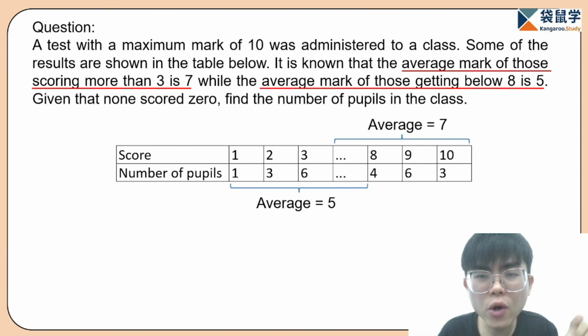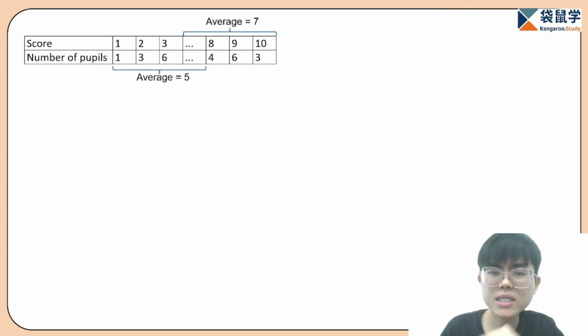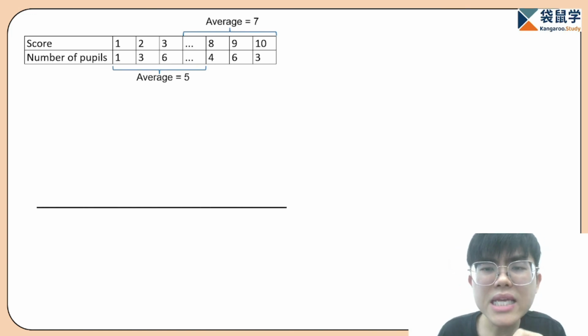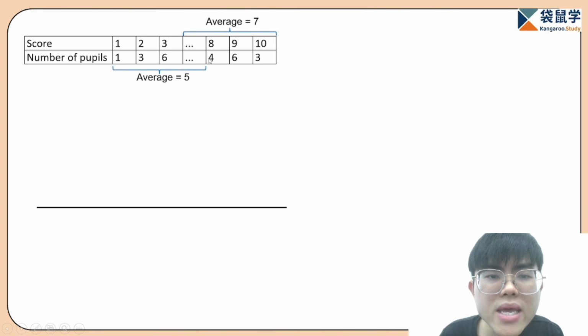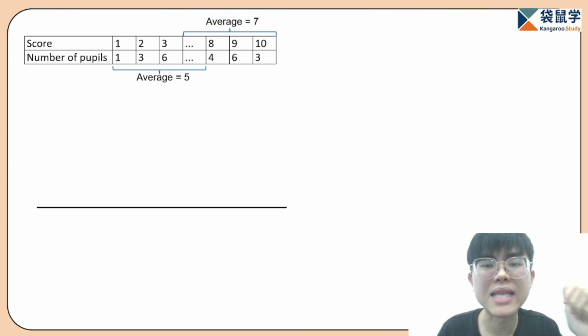Now let me remove the question so that we have more space for the solution. Right, let's start drawing the bar diagram. But in this case, there is an overlapping at the middle here. So what do we do? What we can do here is just separate them out.